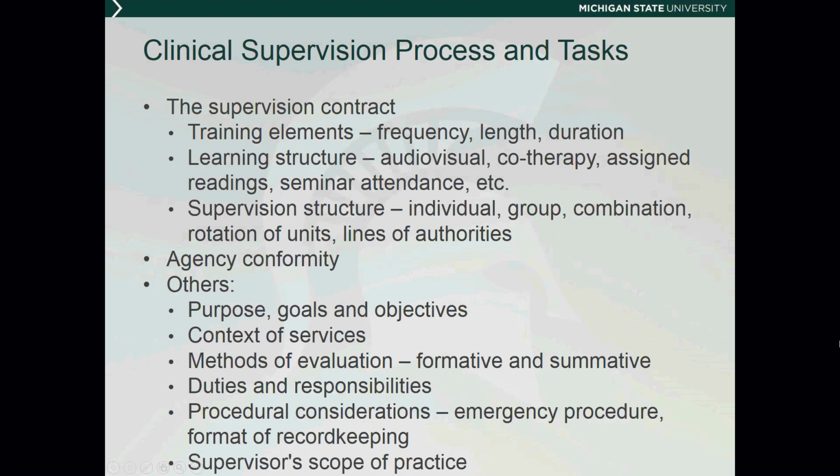There's also others such as the purpose, goals, and objectives of the learning, the contextual context of the services, methods of evaluation, duties, responsibility, procedural considerations, such as record keeping, how to deal with emergency and crisis situations, and the supervisor's scope of practice.